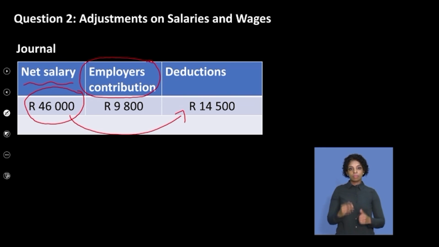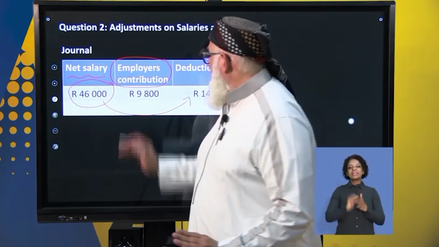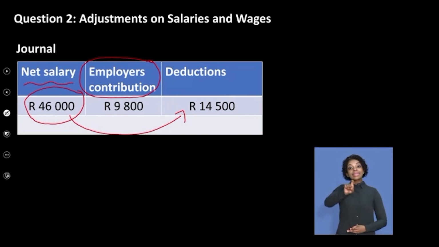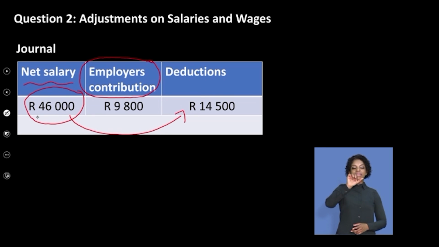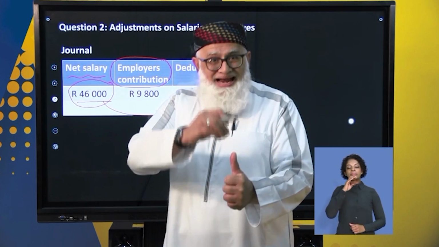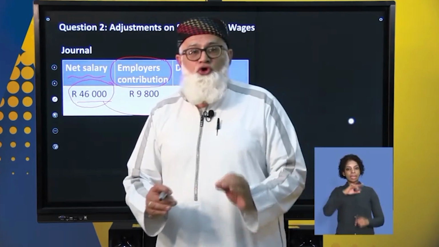We'll deal with it just now. So in other words, take your net salary plus your deductions, and that will give you your gross salary. So obviously, your 46,000 plus your 14,500, watch here, you will add it. Obviously, those two figures added together give you 60,500. You now add 175,000 plus the 60,500. Where did the 60,500 come from? 46,000 plus your 14,500. So net salary plus your deductions will give you your gross salary.